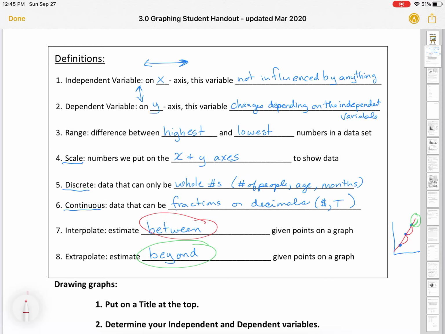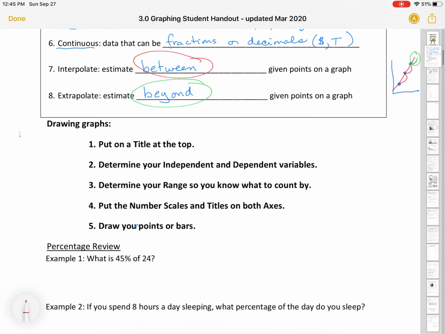So, drawing graphs. I said we'd talk about this. This is very important, and we want to make sure that we do all these things because these are easy ways to do well. First, put a title at the top. What are you graphing? Number of ice cream scoops per month of the year. How many do I sell? Put that title on the top.